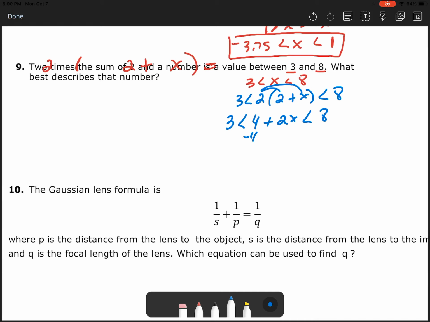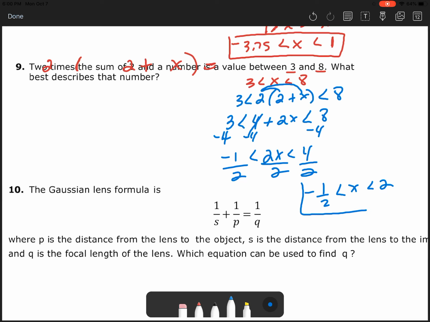I need to subtract 4 from both sides. So this is now going to become 2x in the middle, less than positive 4, and 3 minus 4 will give me negative 1. And I'm going to divide by 2, divide by 2, divide by 2. So that's going to give me negative 1/2 less than x less than 2. That would be my interval notation for that one.